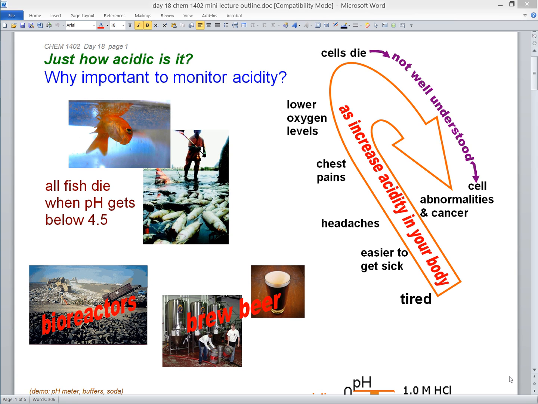I think this is kind of an interesting plot here. We're talking about how as you intake more and more acidic things, you just start feeling tired, with headaches. But when things start getting serious, they're not so sure what's going on between getting sick and cancer. So that's kind of interesting.